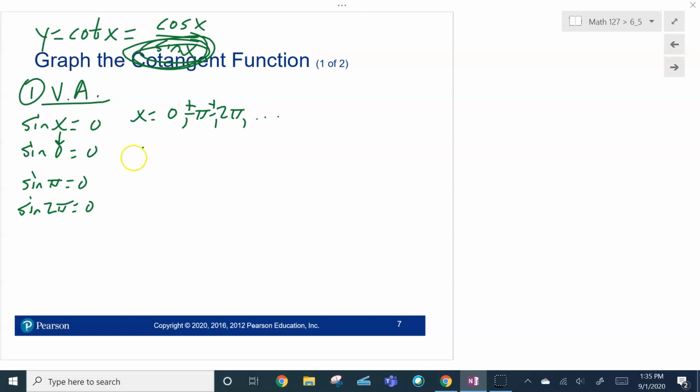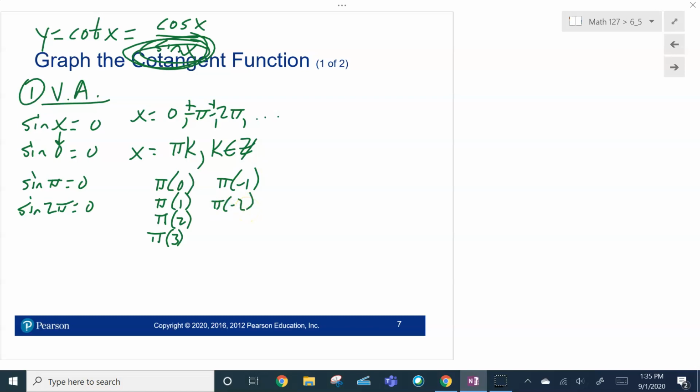The general form would be pi k, where k is an integer. That would be all of them. If k is 0, we get pi times 0. If k is 1, we get pi. If k is 2, we get 2 pi. If k is 3, we get 3 pi. Now if we let it be negatives, if k is negative 1, we get negative pi. If k is negative 2, we get negative 2 pi. So here's the general form for that list.